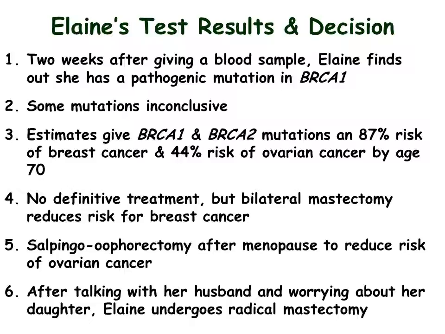So what are Elaine's test results and decision? Well, 2 weeks later, she finds she does have a pathogenic mutation in BRCA1. Some mutations are inconclusive, but hers is not. So this gives her an 80% risk of breast cancer, 44% risk of ovarian cancer by age 70. There is no definitive treatment other than bilateral mastectomy, which can reduce the risk for breast cancer. And then after menopause, they recommend removing the ovaries and fallopian tubes to reduce the risk of ovarian cancer.